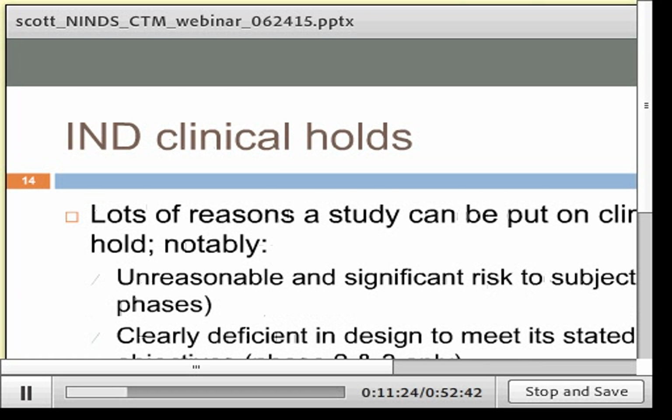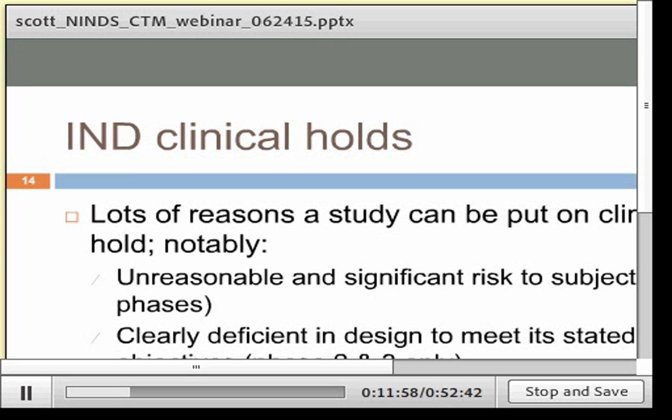So according to the regulations, there are a lot of reasons a study can be put on clinical hold, but almost all the time it's one of two reasons. The first is that FDA feels the study puts subjects at an unreasonable and significant risk. That applies to all kinds of trials, all phases of investigation. And the second reason applies only to phase 2 and 3 trials, and that is that the trial is seen as clearly deficient in design to meet its stated objectives.